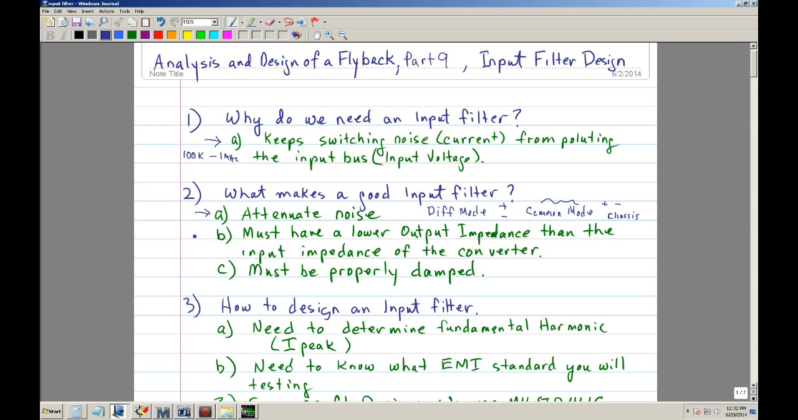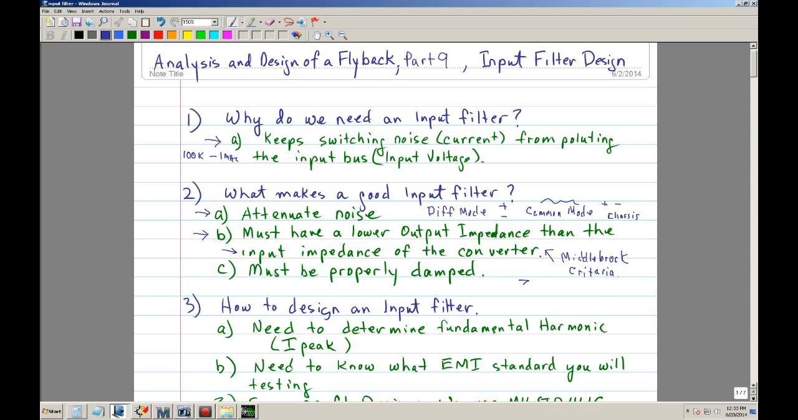Another property, very important: it must have a lower output impedance. When I say lower output impedance, I'm referring to the input filter. In other words, the output impedance of the input filter has to be lower than the input impedance of the converter. Typically this is known as the Middlebrook criteria. It's very important. If you don't observe this, you will end up having oscillations.